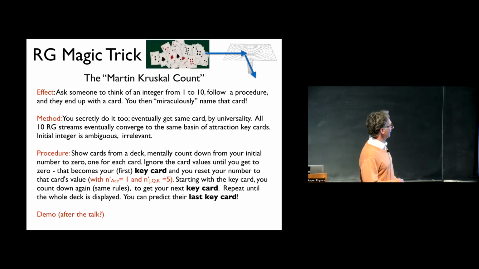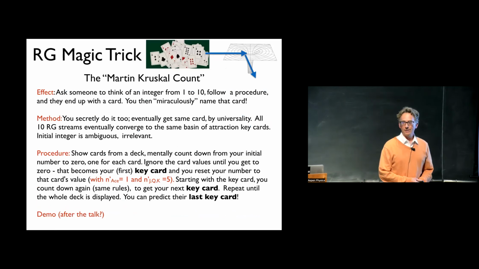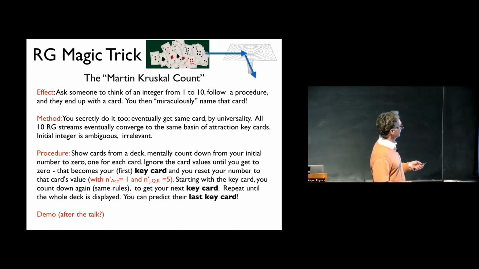Okay, so for fun and for a break, I thought I would teach you all a magic trick. I thought about doing this as a demonstration, but I got worried that it would take too long and maybe not be interesting. This is a magic trick based on the Kruskal count, from Martin Kruskal. This is the same Kruskal from solitons and Kruskal coordinates for a black hole.